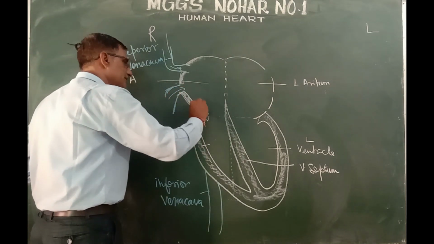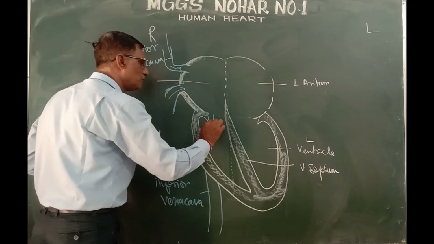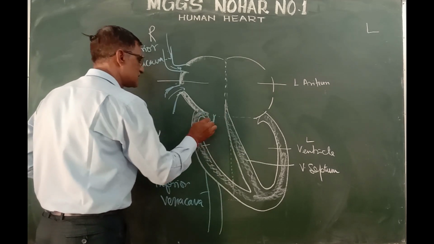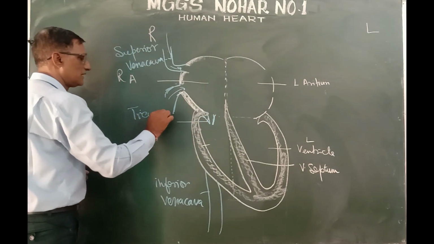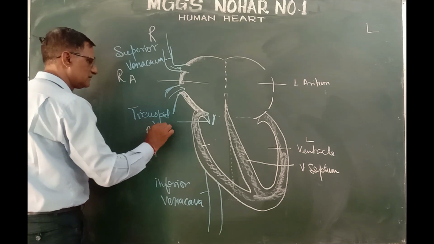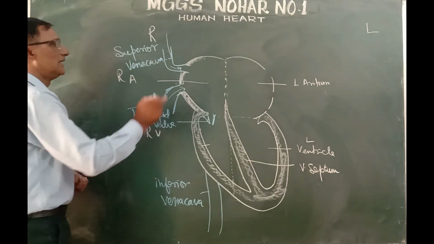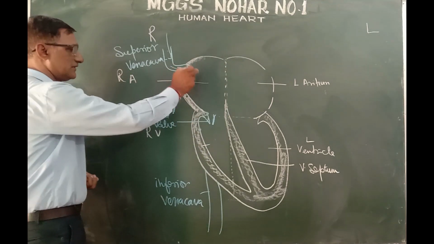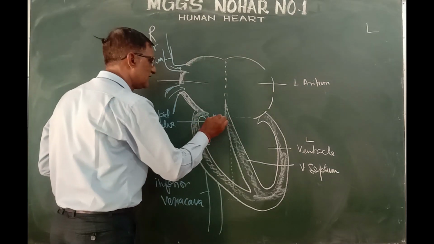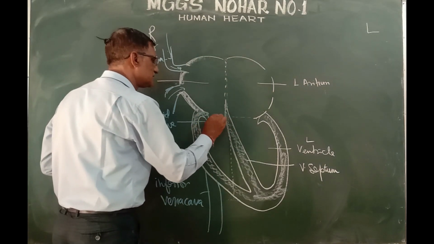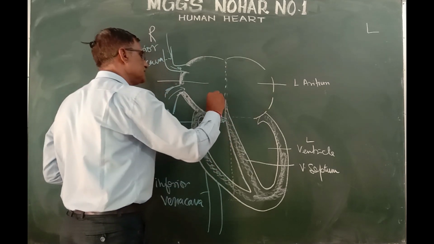Okay, this atrium opens into the right ventricle through a valve. This valve is called the tricuspid valve. Tri means three, and it is also called the atrioventricular valve, and this may be called the right atrioventricular valve. Okay, and now from here arises another structure, because when this ventricle contracts, the blood goes into this structure.